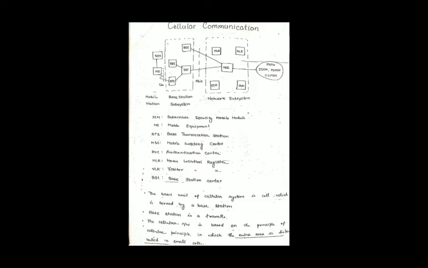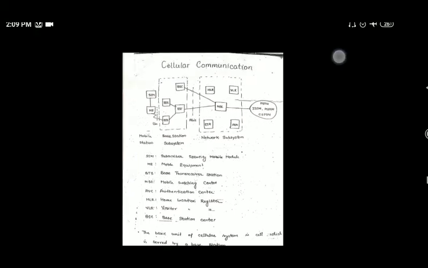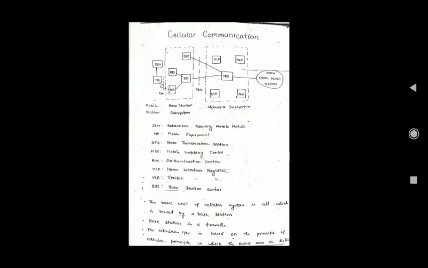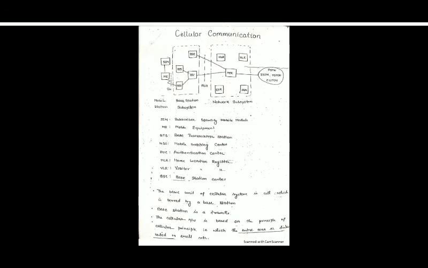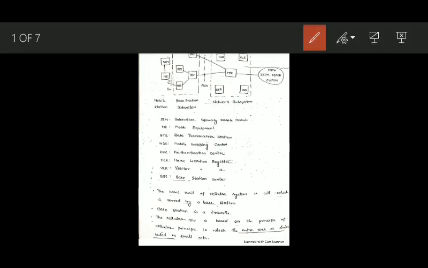So, cellular communication. The block diagram of the cellular communication is given here. Let us select the marker. So this is the basic block diagram of the cellular communication.